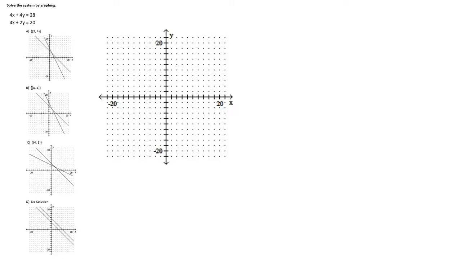Solve the system by graphing. 4x plus 4y equals 28. 4x plus 2y equals 20. Okay, what we're being given here is a system of linear equations.